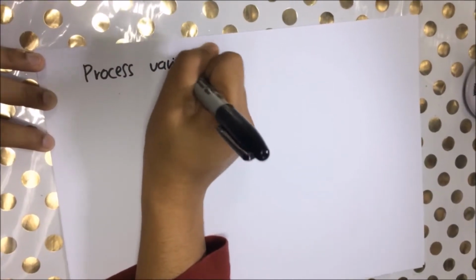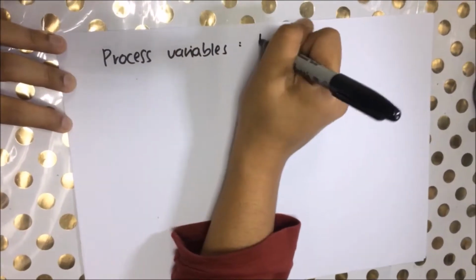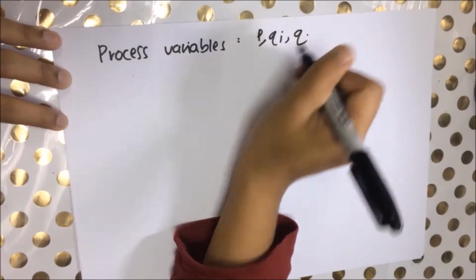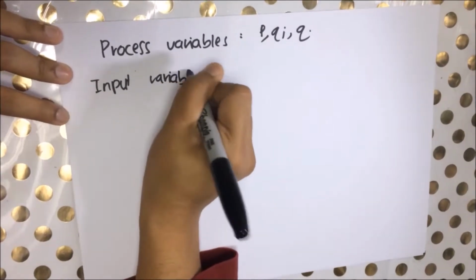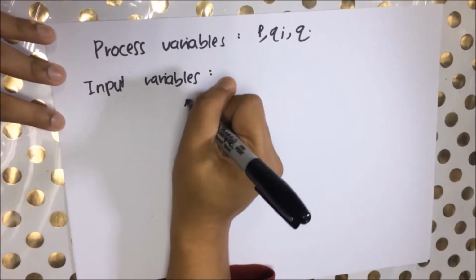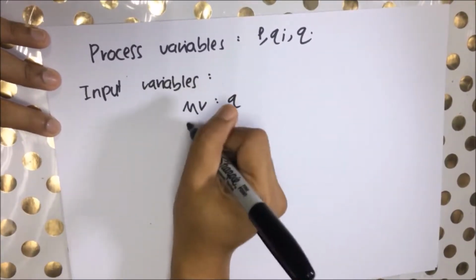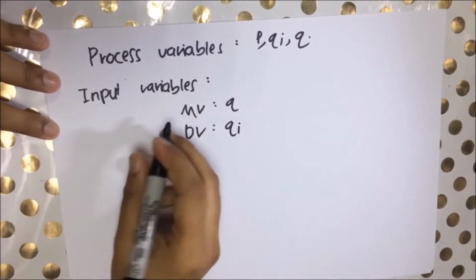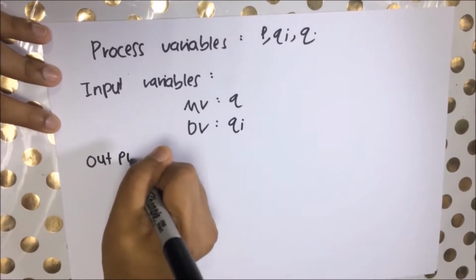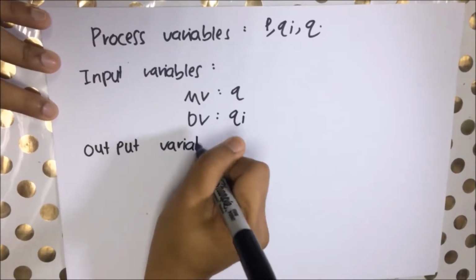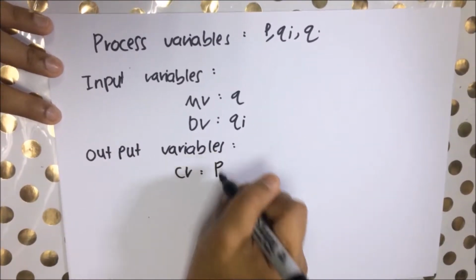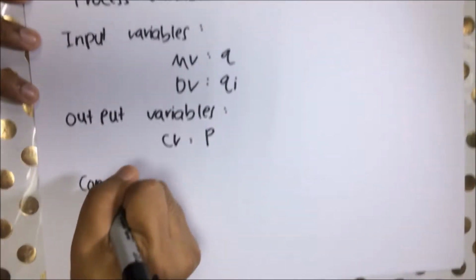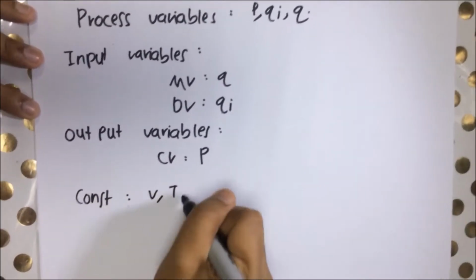Alright, now we can find the process variables. For this question, there are only 3, which are P, Qi, and Q. The input variables are of 2 types: the manipulated variable, which is Q, since there was a control valve at the outlet, and the disturbance variable, which is Qi. For the output variable, there's only one, which is the control variable, and we've determined that the variable that we can control is P. And the constants that we have here are the volume, temperature, and the gas constant.